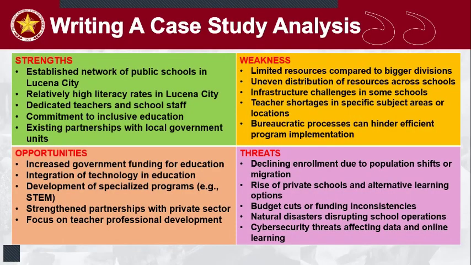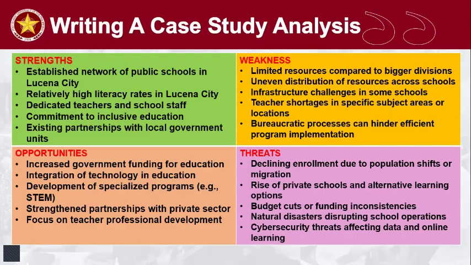For example, for the strengths: established network of public schools in Lucena City, relatively high literacy rates in Lucena City, dedicated teachers and school staff, commitment to inclusive education, existing partnerships with local government units. For the weaknesses: limited resources compared to bigger divisions, uneven distribution of resources across schools, infrastructure challenges in some schools, teacher shortages in specific subject areas or locations, bureaucratic processes that can hinder efficient program implementation.